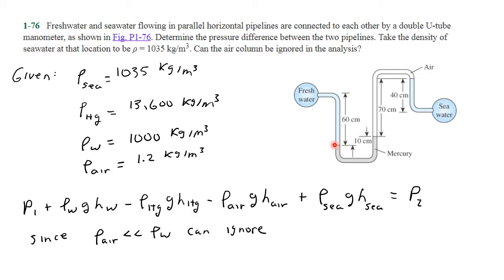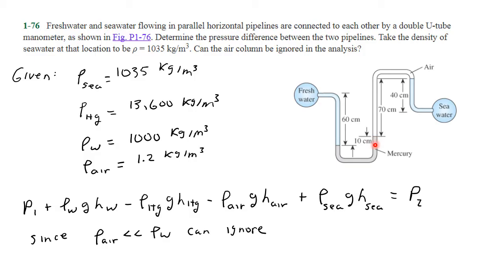We notice this is a U-tube, but the pressure at this point is the same as the pressure here. Remember, it's at the same depth, so we can just jump across. Then we continue on, going up, because we're traveling from the freshwater to the seawater, keeping track of pressures. We started in the freshwater with P1, plus density of water g times the height of the water column, which here is 60 centimeters. Then we jump from here to there.